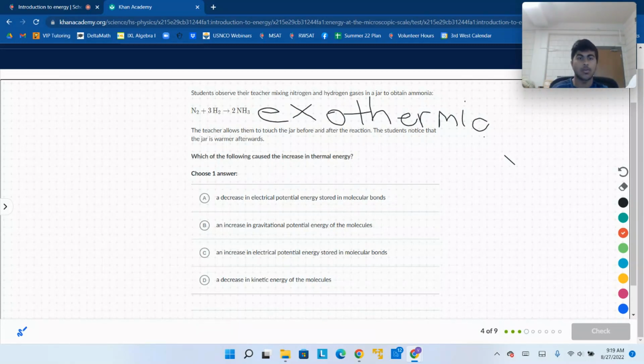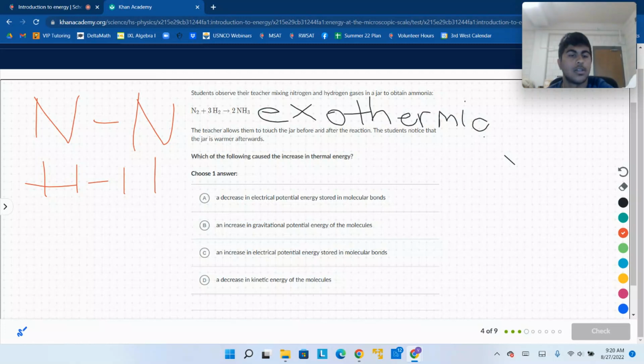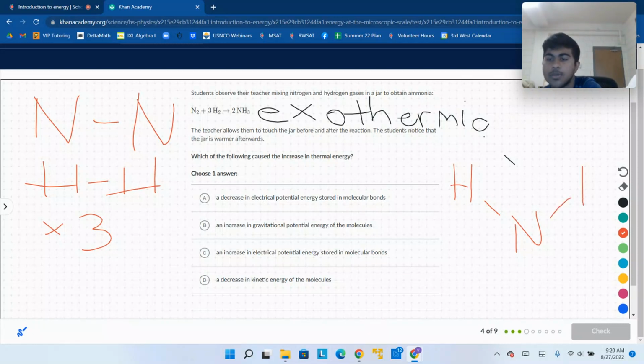Okay, so how does that work? Well, energy is released when you form bonds. Right? Energy is released when you form bonds. Okay, so we have two nitrogens and then hydrogen times 3, and you're ending up with this, times 2. I know this is not a chemistry class, so it doesn't really matter how you draw it out.